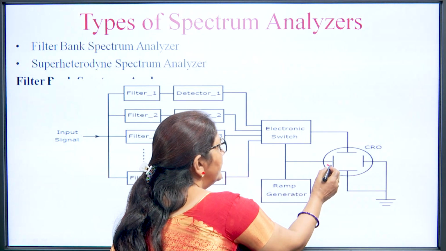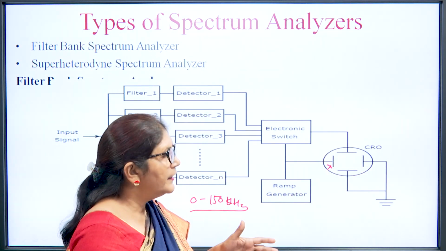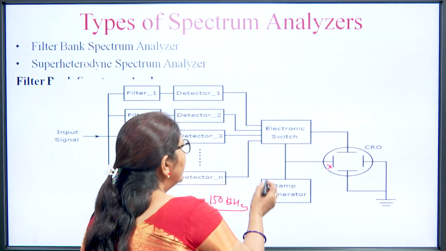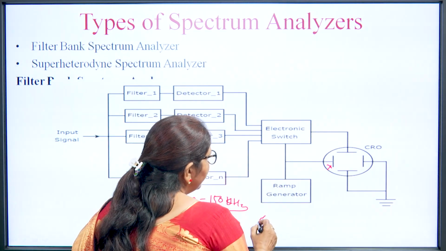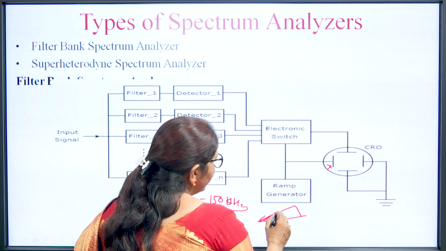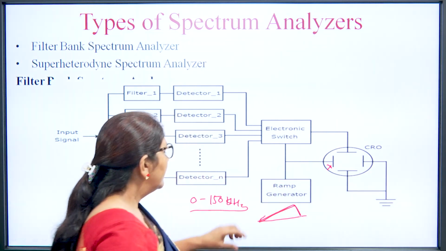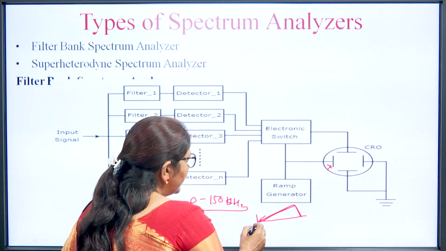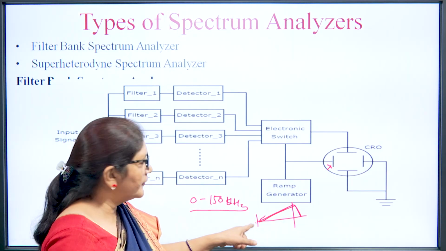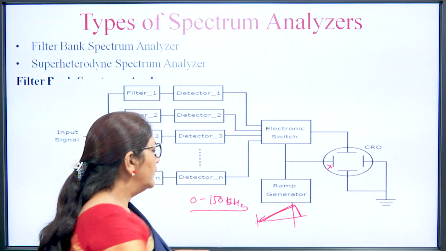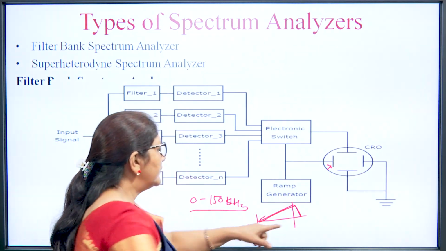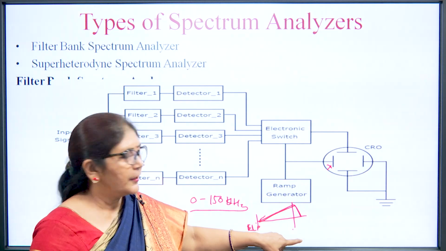These are the X plates, which are placed vertically, and these are the Y plates, which are placed horizontally. So, the ramp signal, we know that the ramp signal generates this type of signal. This is the trace period, from this point to this point. This position is the extreme left of the CRO, and this is the extreme right position of the CRO screen.